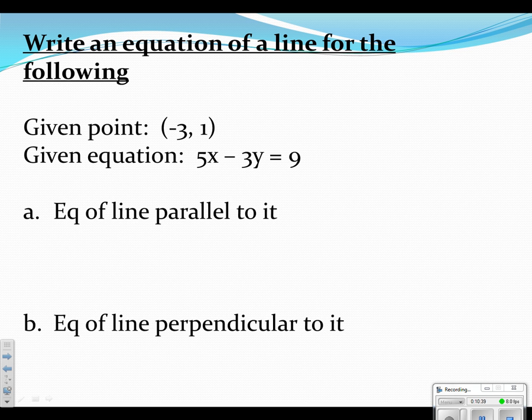If we're given a point of negative 3, 1, and a given equation of 5x minus 3y is equal to 9. All right, so first thing we need to figure out is the slope of the line that we're starting with. So they gave us 5x minus 3y equals 9. So let's switch that around a little bit.